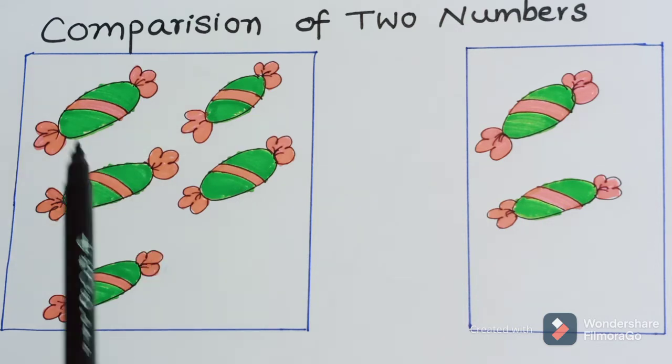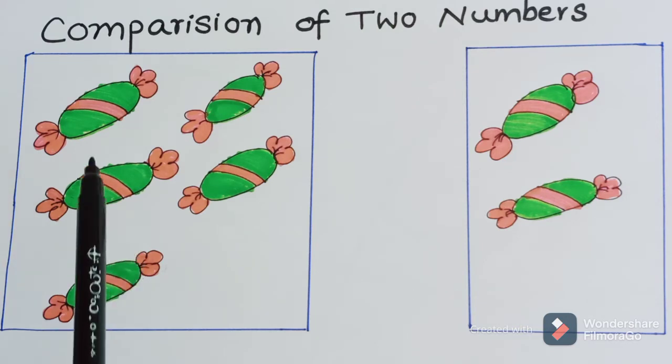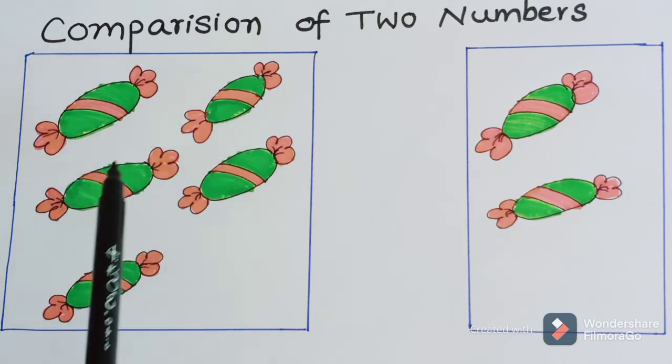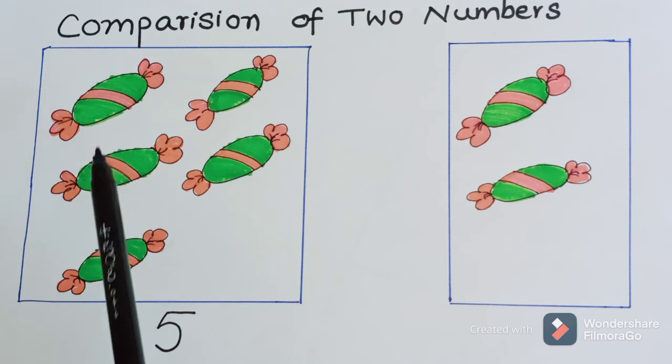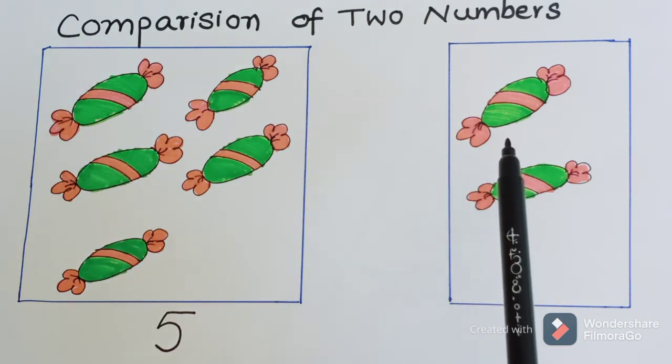Then how many chocolates are here? Shall we count the number of chocolates? Yes, we will count. Let us start counting the number of chocolates. 1, 2, 3, 4, 5. How many chocolates are there? There are 5 chocolates. Let us write the number of chocolates here. How many chocolates are there in total in the first group? We have 5 chocolates. How many chocolates are there in the second group?